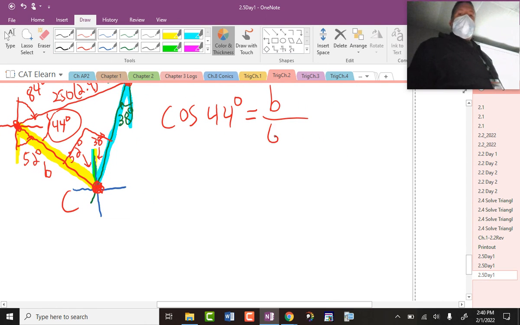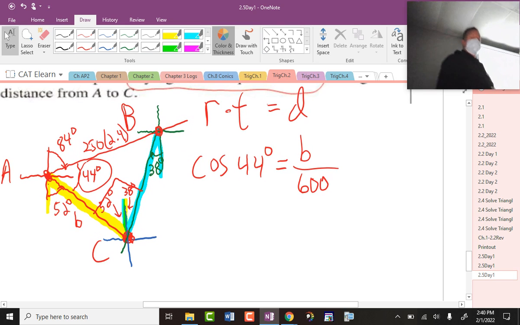Okay, so B over 600. And then you multiply both sides by 600 times the cosine of 44.